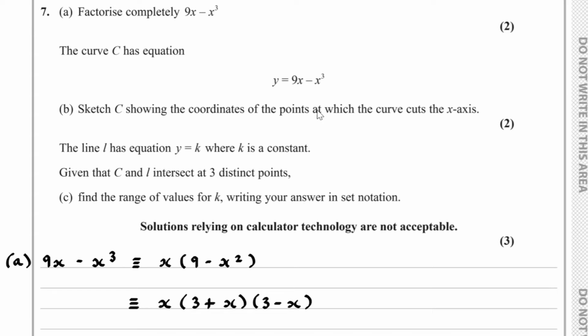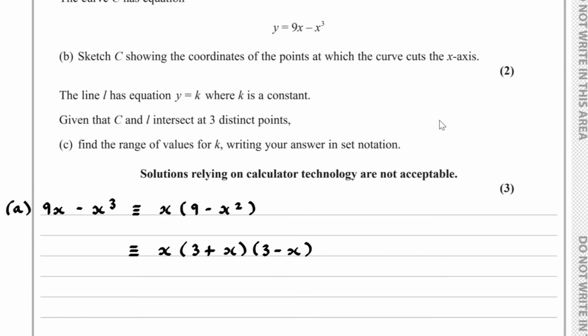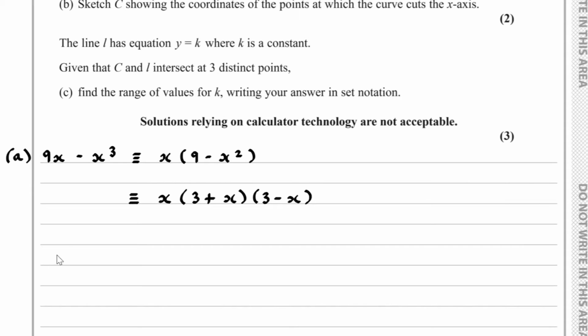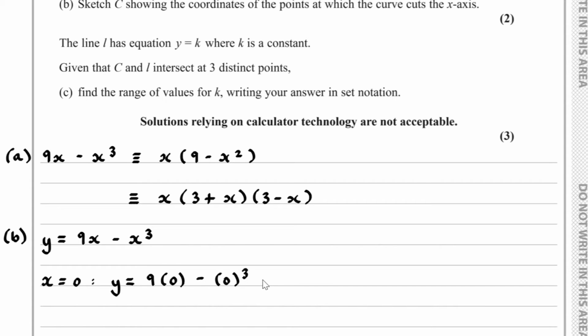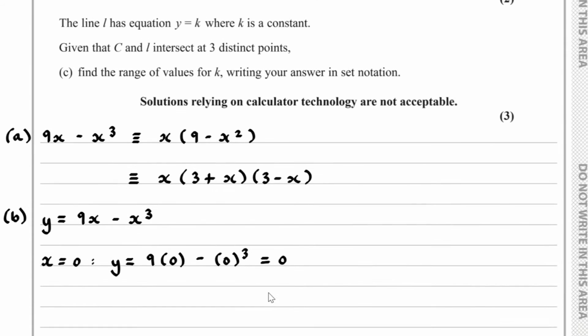Now for part B, the curve C has equation y equals 9x minus x cubed. We have to sketch C showing the coordinates of the points at which the curve cuts the x-axis. So first of all, for part B, we know that y is equal to 9x minus x cubed. And when x is equal to 0, y is equal to 9 multiplied by 0, subtract 0 cubed. It turns out here we get 0.